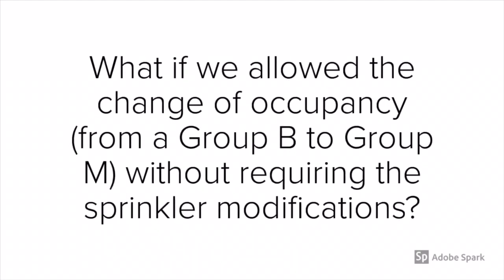What if we allowed the change of occupancy? Our original example was from Group B to Group M without requiring the sprinkler modifications. Well, we could end up in a situation where we had a fire and that sprinkler system did not extinguish the fire due to not having enough water.